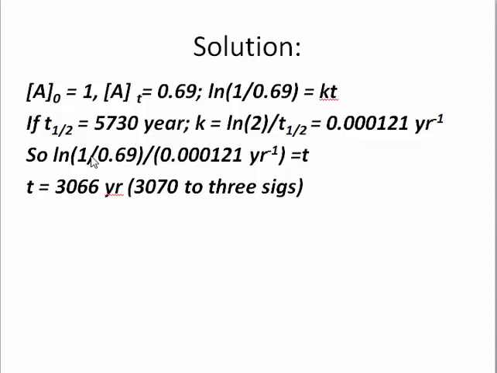Right, if we divide the natural log of 1 over 0.69 by K then, we obtain the time, and solving for time gives us 3,070 years to 3 sig figs.